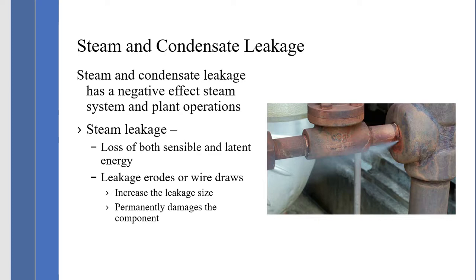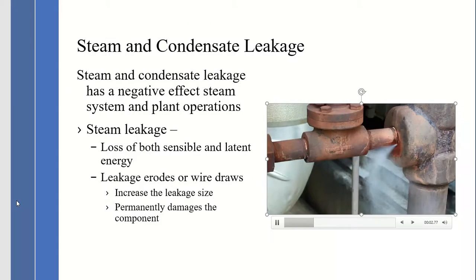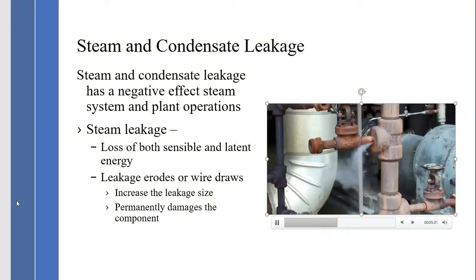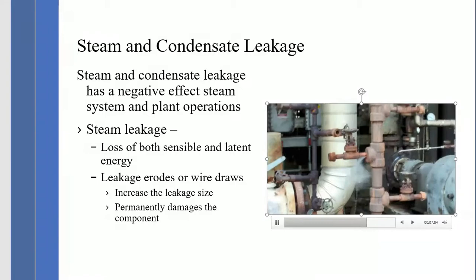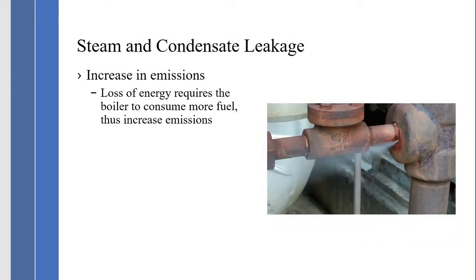Steam and condensate leakage has a negative effect on steam systems and plant operation. The steam leakage loses both sensible and latent energy. Leakage erodes or wire draws, and it increases the leakage size as time goes on. Permanent damage occurs to each component with leakage. As you can see here in the video, the leak here will grow as time goes on. Each leak will grow in size, causing more problems with the system and more energy loss.